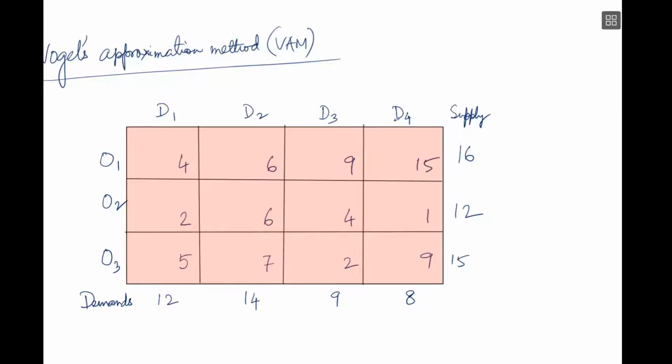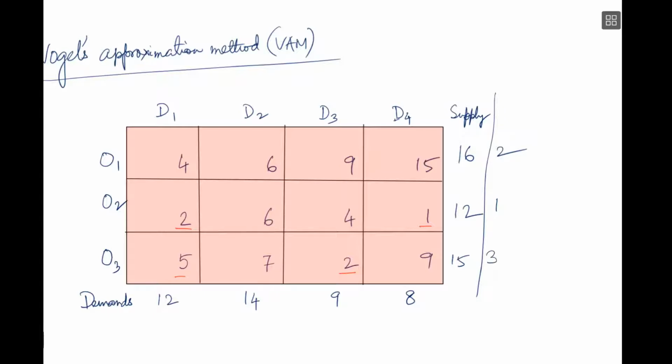Here in each row and in each column we find the difference between the minimum cost and the second minimum cost. So in the first row we see the minimum cost is 4 and the next minimum cost is 6, so the difference is 2. In the second row minimum cost is 1 and the second minimum cost is 2 and the difference is 1. Similarly in the third row minimum cost is 2 and the second minimum cost is 5 and the difference is 3.